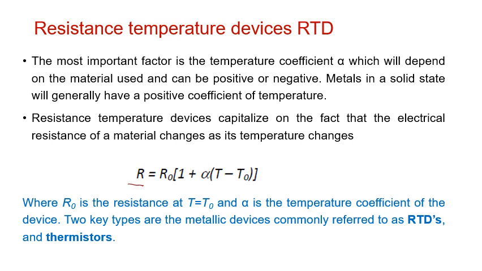R is the resistance measured at the new temperature. R0 is the resistance at the old temperature, times 1 plus alpha times T, the new temperature, minus T0, the old temperature, where alpha is known as the temperature coefficient of the device, of the RTD.